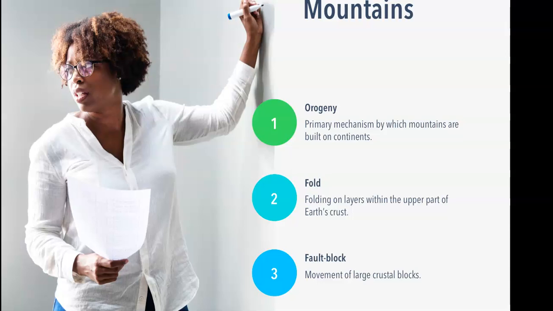Orogeny is the primary mechanism by which mountains are built on continents. Orogeny refers to forces and events leading to a large structural deformation of the Earth's lithosphere due to the interaction between tectonic plates. Fold mountains are mountains that form mainly by the effects of folding on layers within the upper part of the Earth's crust. And fault block mountains are formed by the movement of large crustal blocks when forces in the Earth's crust pull it apart.